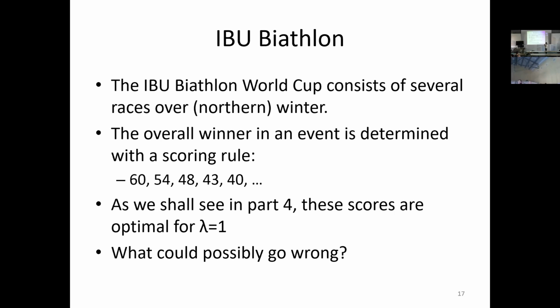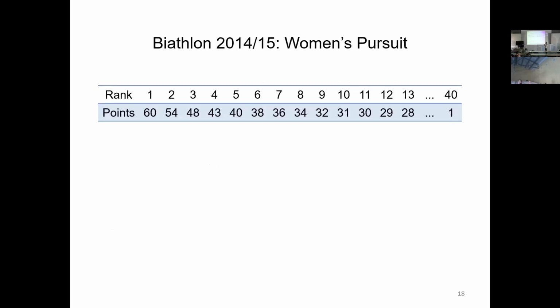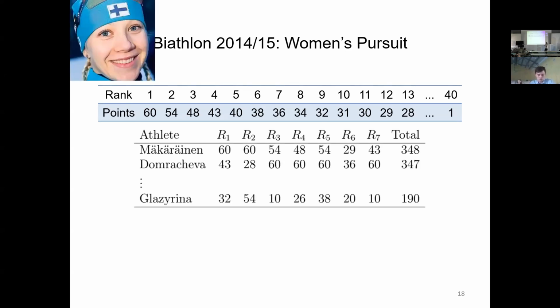Which is my transition to our motivating example, which is the events of the biathlon in the years 2014-2015, the category of women's pursuit. This is our scoring vector, and the category consists of 7 races. The results are as follows. The winner was Makarenin with a score of 348. Second place was Domracheva with 347. So it was a very close race, very exciting, very tense. Domracheva had more first place finishes, but she did poorly in some races like race 2. And Makarenin, being a more well-rounded athlete, managed to edge ahead and take the first spot.